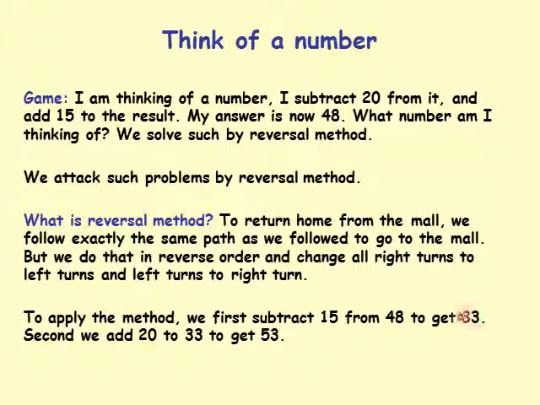Then 33 we got by subtracting 20 from something. So we add 20 back. Second, we add 20 to this 33, to get me 53. So I must be thinking of a number which is 53.